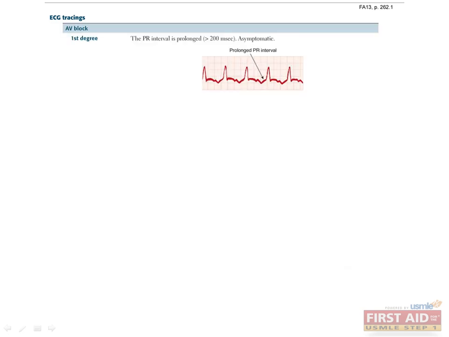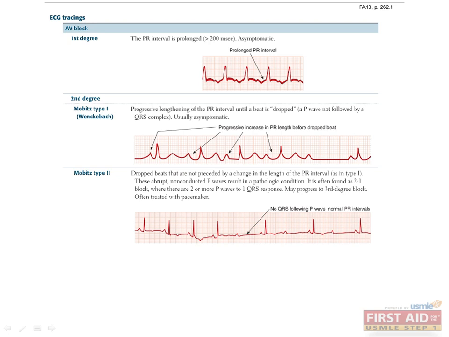Next, we have the different types of AV block, also known as heart block. First-degree heart block is when there is a long PR interval, but otherwise the EKG tracing looks pretty normal. For second-degree heart block, there are two types, called Mobitz type 1 and Mobitz type 2. Mobitz type 1, also known as Wenckebach, is when the PR interval gets longer and longer until a QRS complex is dropped. Mobitz type 2, on the other hand, happens when there is just a random loss of QRS complex without any changes in the PR interval.